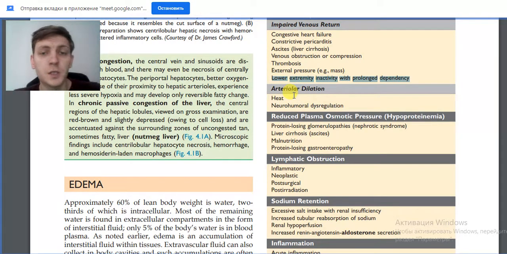How is edema caused by arterial dilation? First of all, it's heat and neurohumoral dysregulation. Due to this, they cause the arterial dilation and more fluid efflux into this area. Heat itself also allows water to pass into this area.